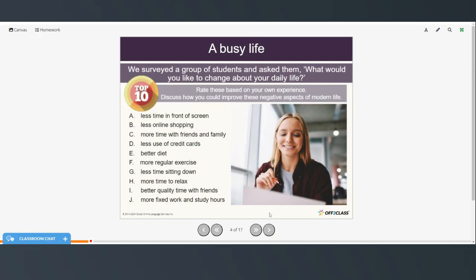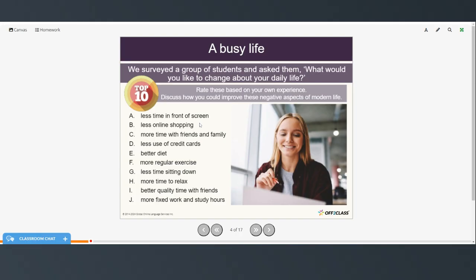Okay, so we surveyed a group of students and asked them, what would you like to change about your daily life? And so we're going to look at these answers, and then you can rate them based on your own experience and how you could improve the negative aspects of modern life. So, do you want to spend less time in front of a screen?